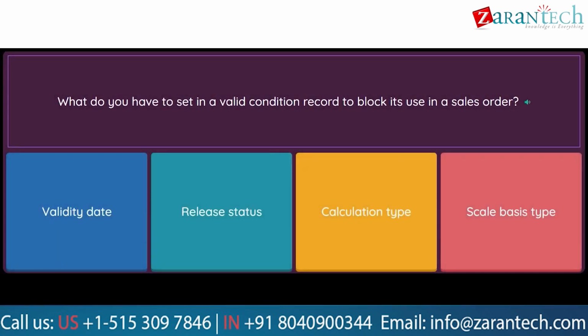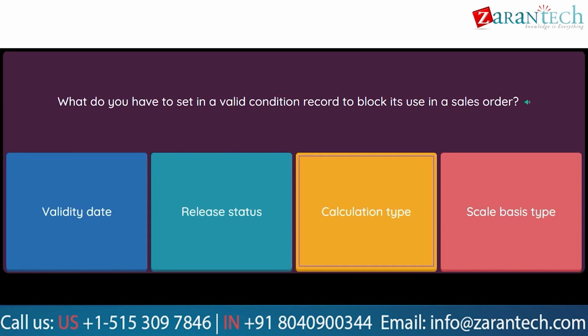Question: what do you have to set in a valid condition record to block its use in a sales order? Option 1 Validity date. Option 2 Release status. Option 3 Calculation type. Option 4 Scale basis type.